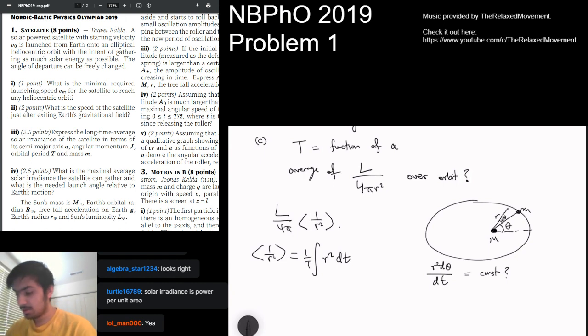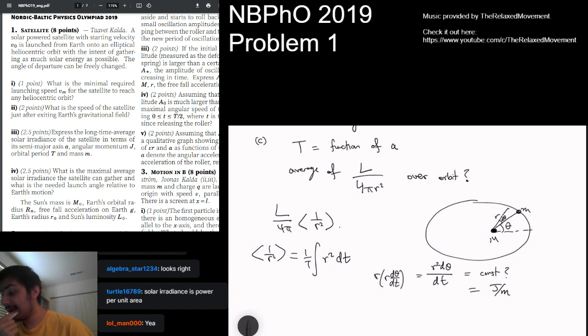Let's figure that out. Oh, right. Isn't this just equal to the angular momentum over m? Yeah, so this is Kepler's second law. Essentially r squared is equal to r times r d theta dt, and r d theta dt is essentially the tangential velocity. Well, okay, I guess this is not correct. Hold on. Wait.